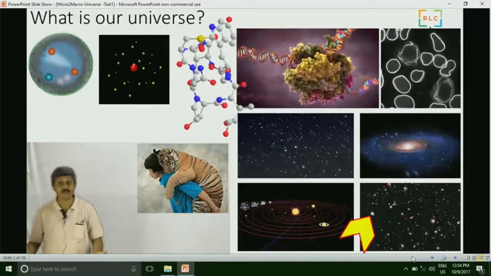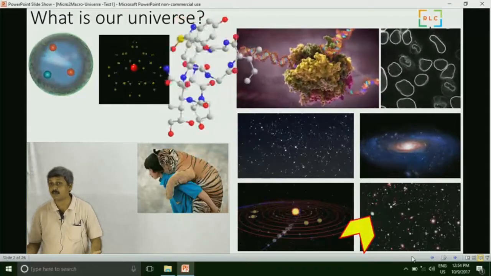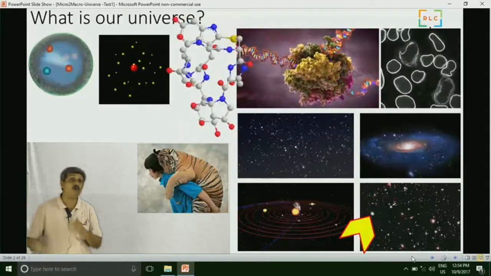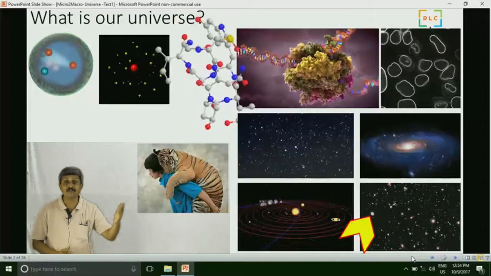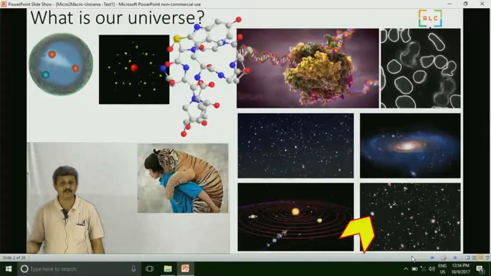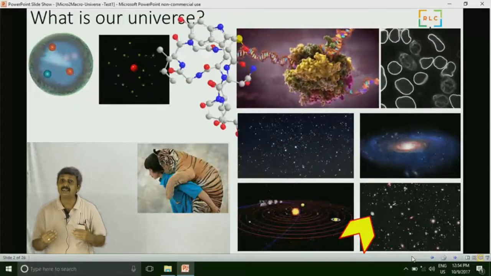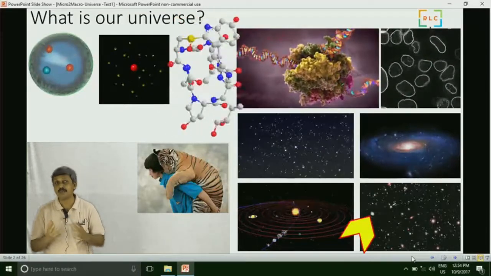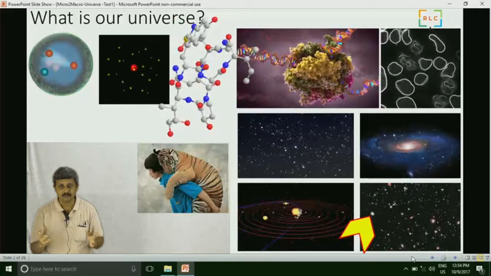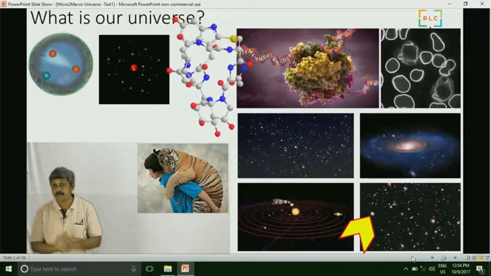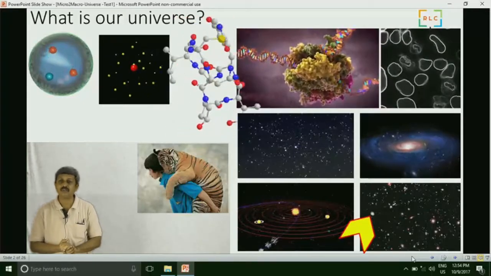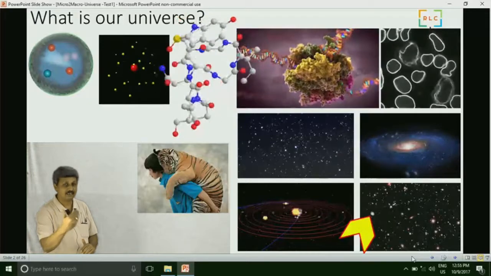So that is our universe. If somebody asks you what is the universe, universe is all this, starting from nucleus up to the galaxies and the universe. So now what are we going to do? We are going to see the relative sizes of these things, how big they are, how small they are. Okay, so let's see what they are made up of. We will go into slightly more detail into these things.